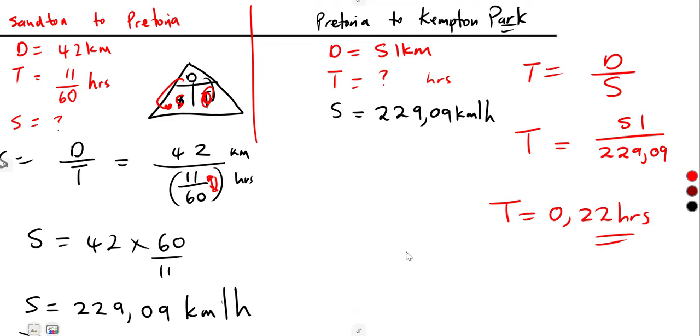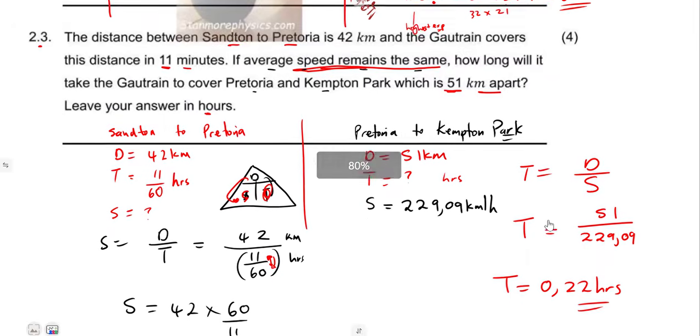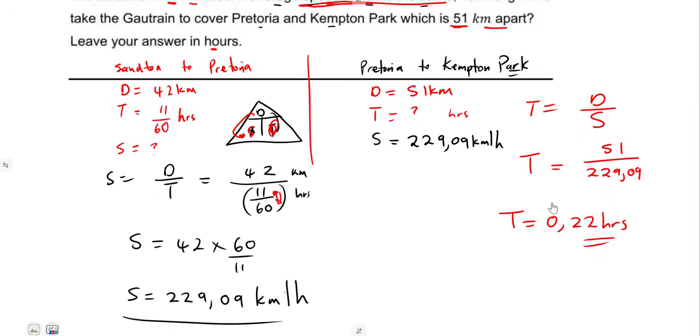So let us correct that part of our memo because they used the wrong time. That is going to affect our answers at the end. So this is what you're supposed to have. 11 minutes, it is what? 11 over 60 in hours. You divide by what? By 60.